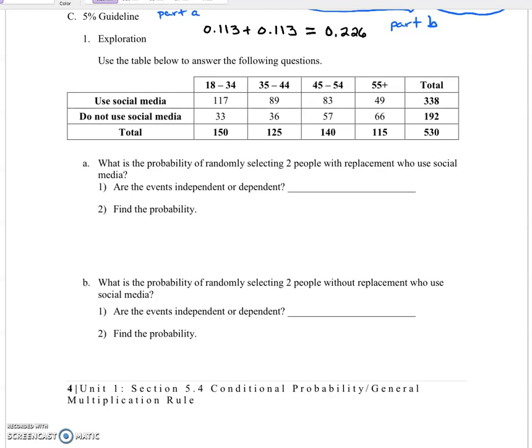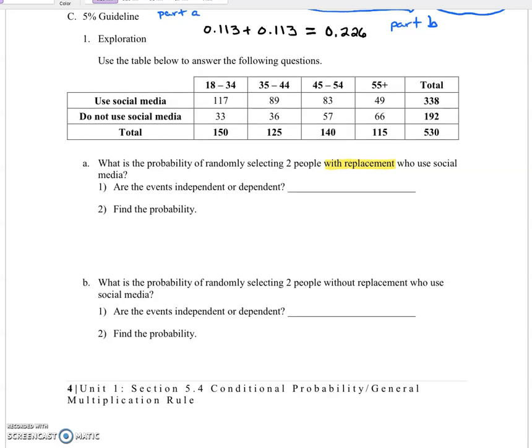Okay, so let's look at another contingency table, and it's actually the same one we had before. So we need to talk about with replacement and without replacement. What's the probability of randomly selecting two people with replacement who use social media? Okay, first of all, are the events independent or dependent?